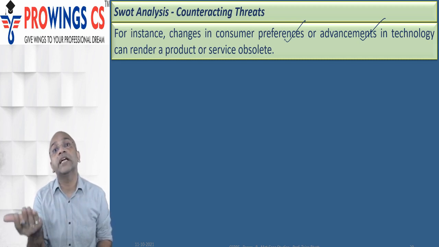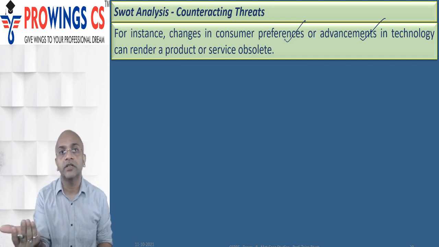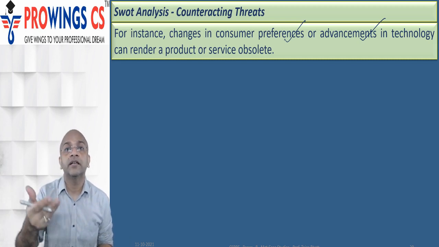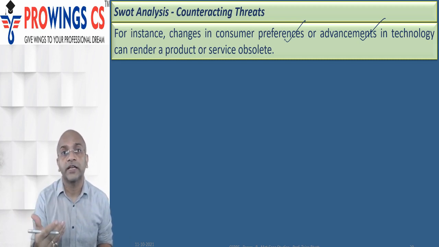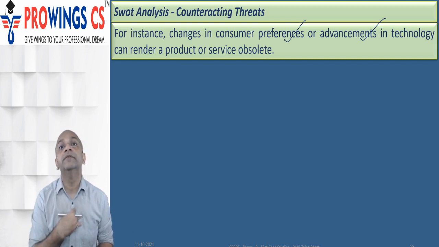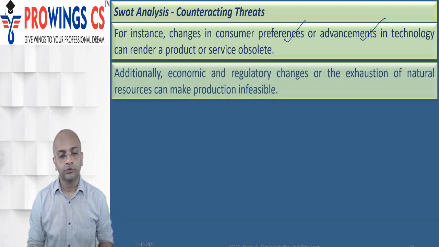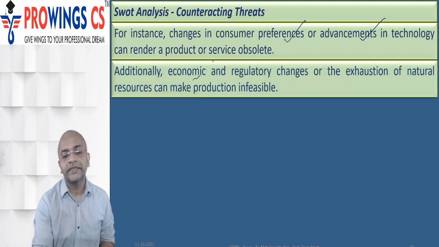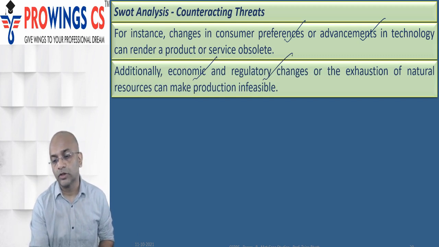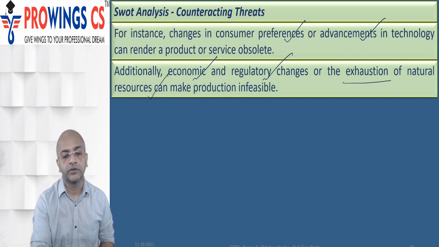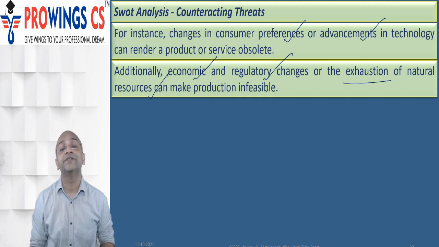If we don't understand that particular change of trend, change of mindset of our customers, then others will be moving up further very fast, and we will be in trouble. So we need to find out what could create threats. Additionally, economic and regulatory changes or exhaustion of natural resources can make production infeasible.